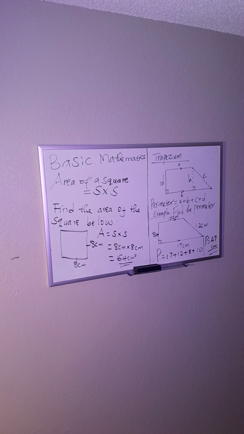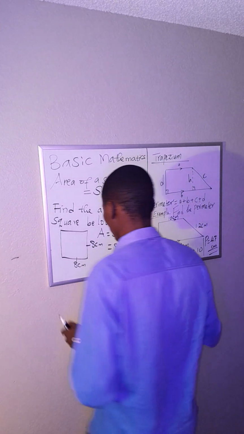So that is it. The next thing that I'll show you about a trapezium is how to find its area. Because now we know how to find the distance around a trapezium. Now the next thing that I want us to look at is finding the area of a trapezium. Follow me as I take you through that.